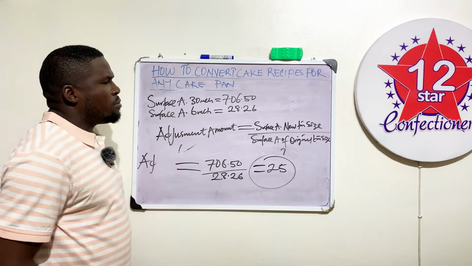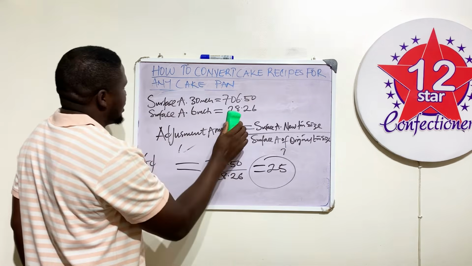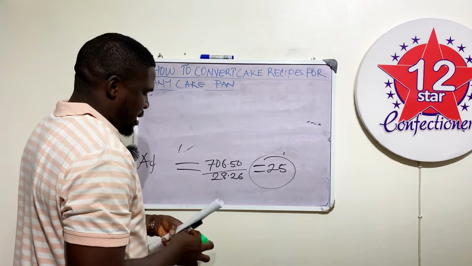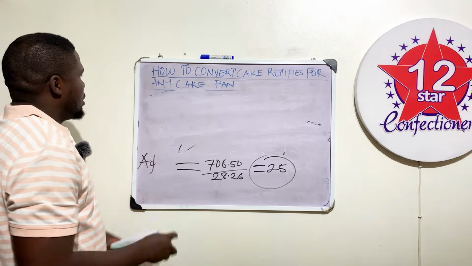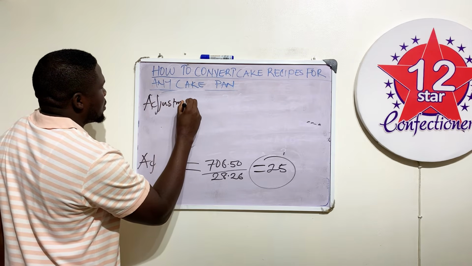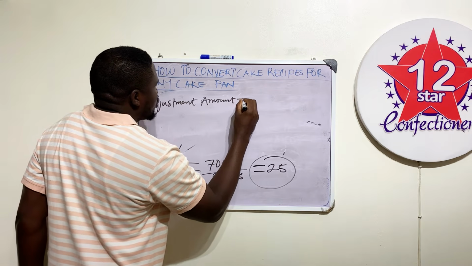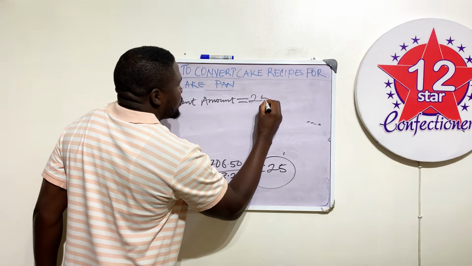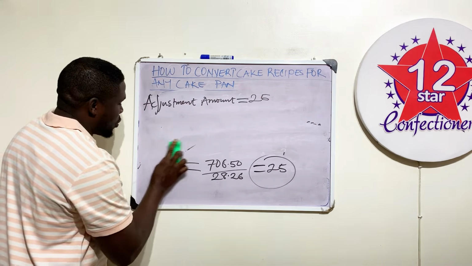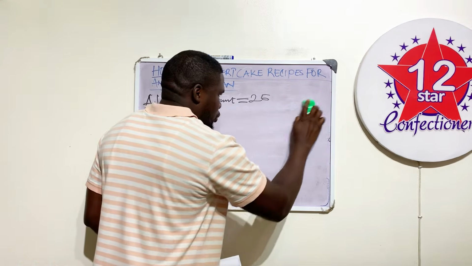So now that we have gotten this adjustment number, let me write it here again. My adjustment amount is equal to 25. Do you understand what I mean? Yes, my adjustment amount is 25.